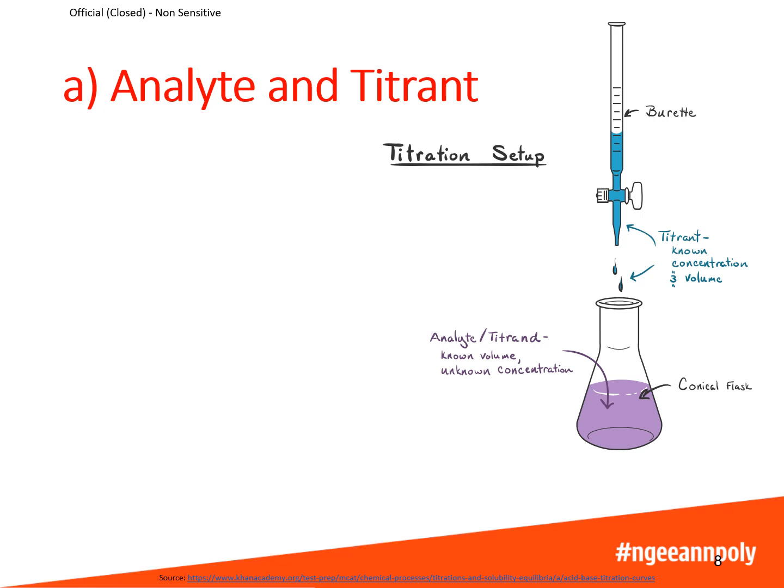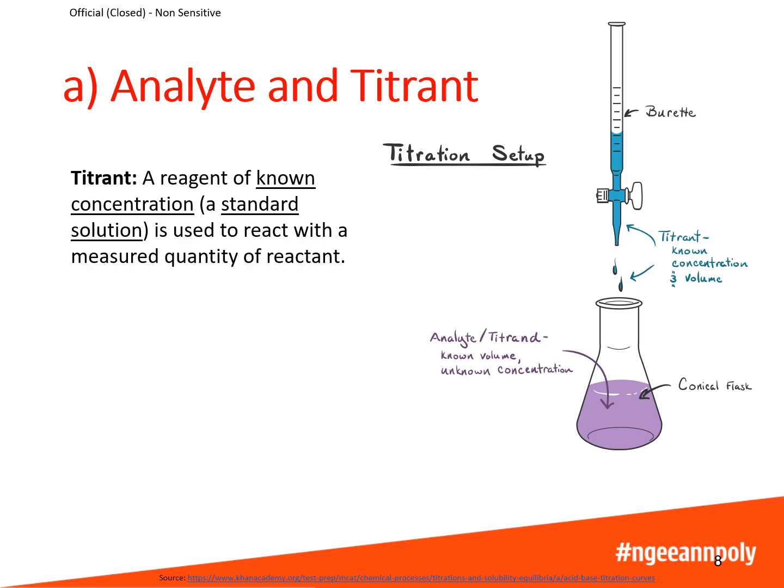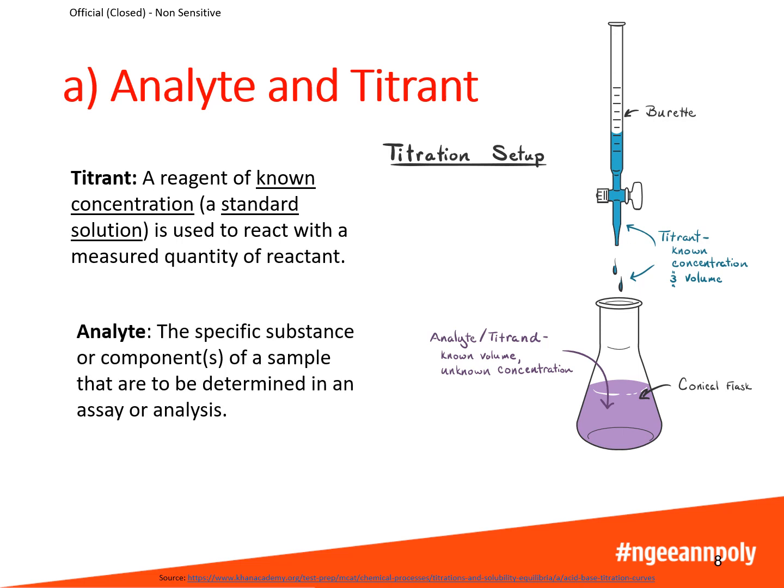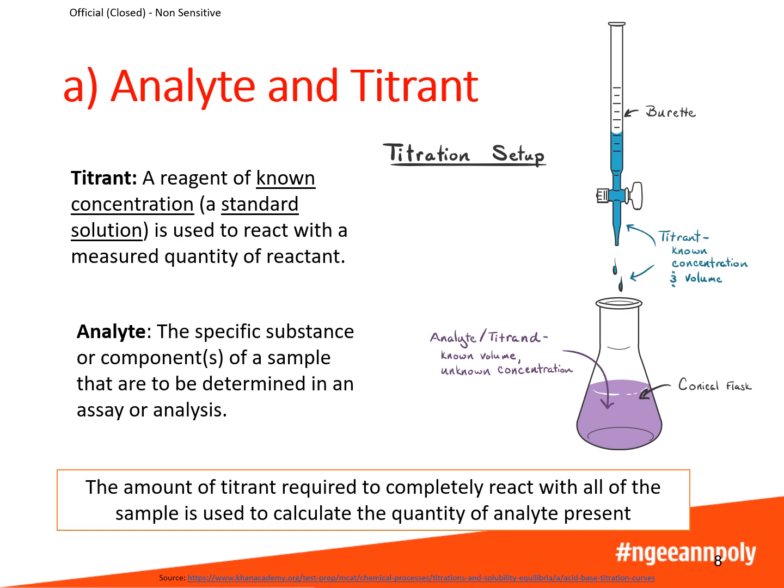Let's take a look at the setup in the diagram. The titrant is in the burette. You know the concentration of the titrant beforehand, and you are trying to find the volume that reacts with the analyte. After the titration, you will record the volume of the titrant used. The analyte is in the conical flask. It is measured out, for example, by pipetting 25 ml, so you are the one who determines the volume in the conical flask. The purpose of titration is to determine the quantity of analyte that is present in the sample. And this quantity of analyte can be calculated based on the volume of titrant required.